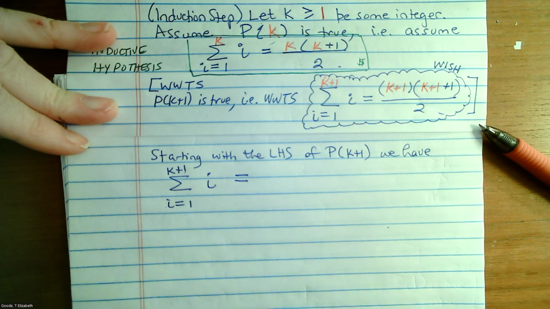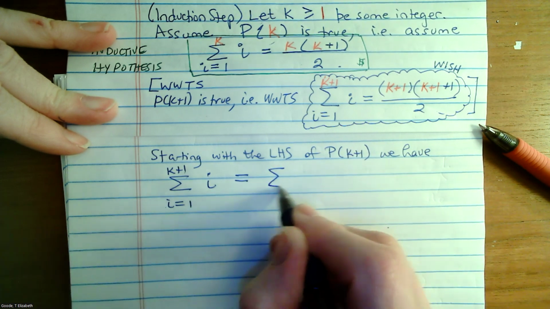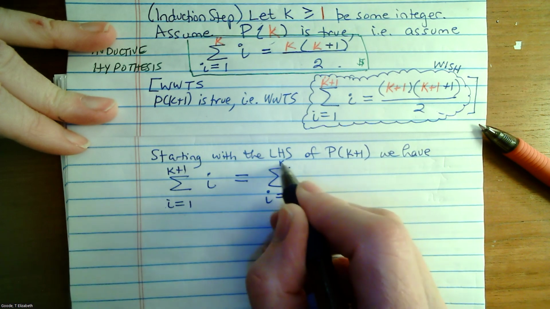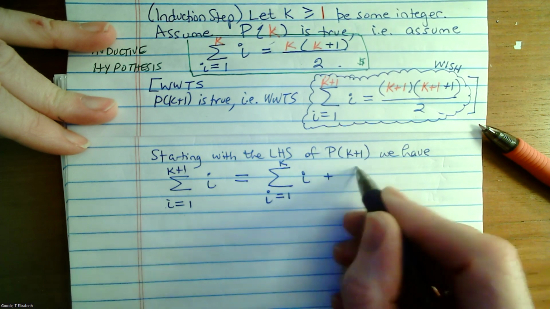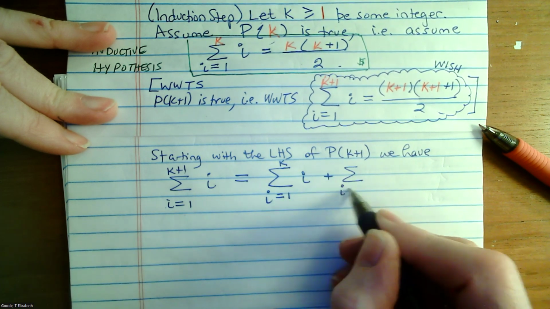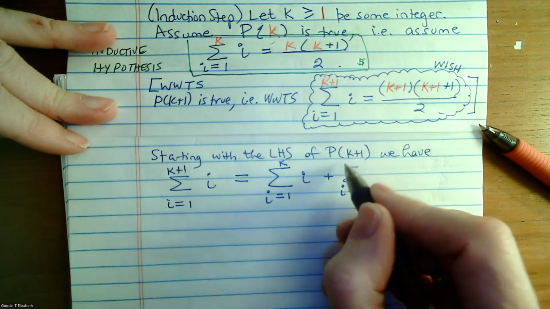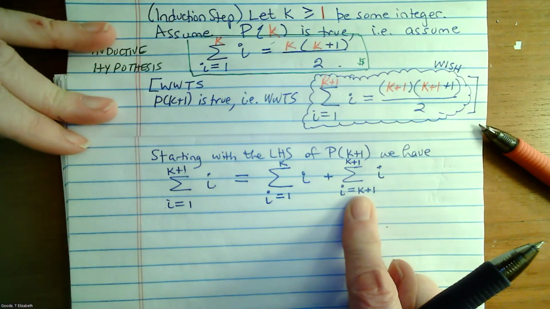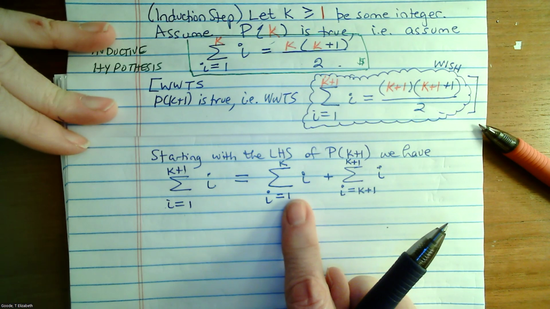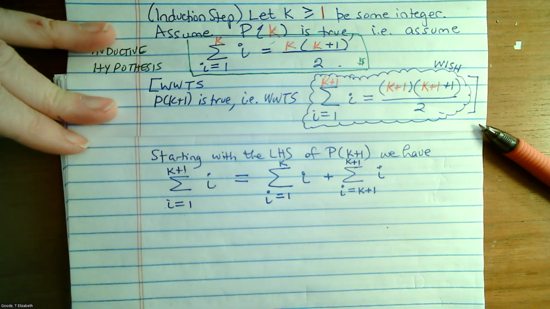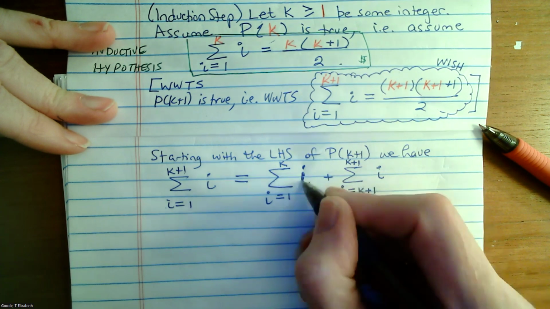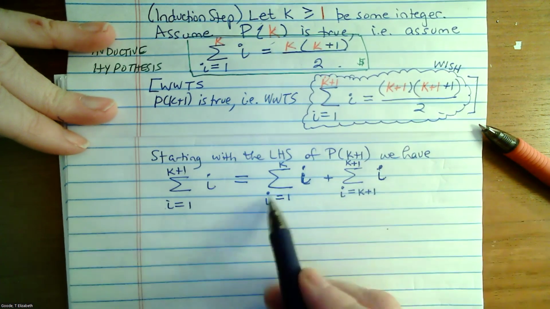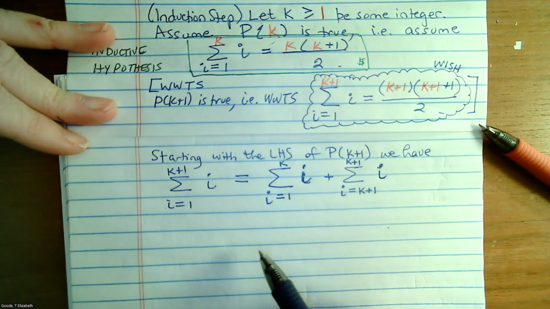Let's rewrite this as a sum of two sums where we break off the last term. In other words, the term where i goes from k plus 1 to k plus 1. We can break that one off and look what it leaves behind. Look at this term. Why would we do this, folks? Why would we make this algebra step?